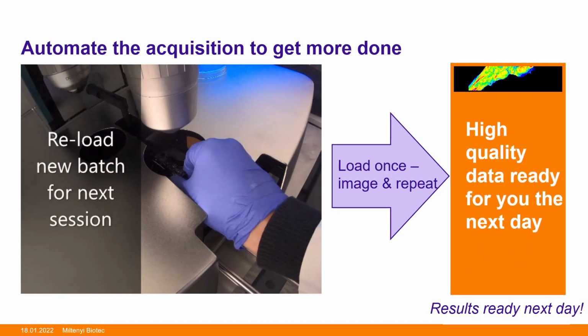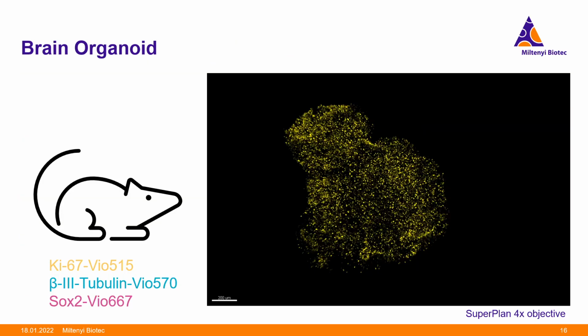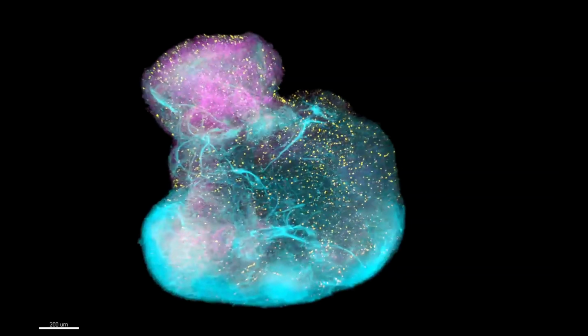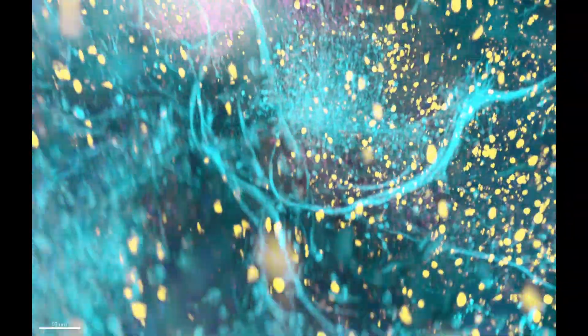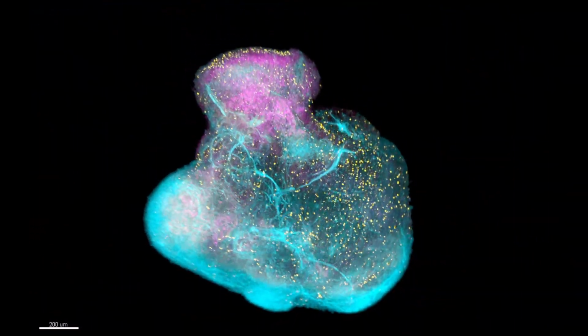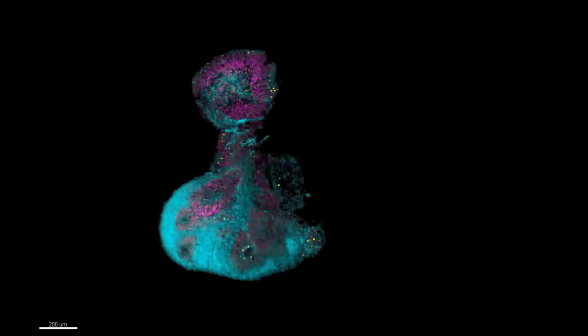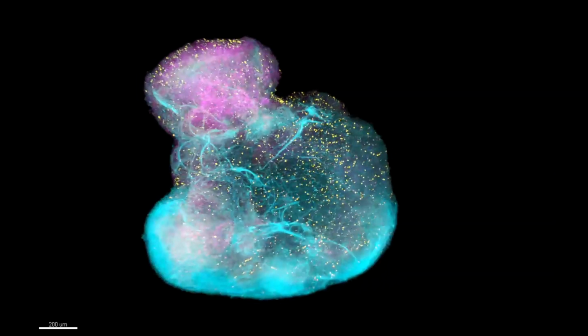workflow. We can begin with something on the scale of a couple hundred microns, like this brain organoid. In this example, we can see the neuronal marker beta-3-tubulin in cyan in combination with Ki67 in yellow and SOX2 in magenta. So as we take a look, we can then section through to see through the entire brain organoid and be able to really get down to those individual cell levels.